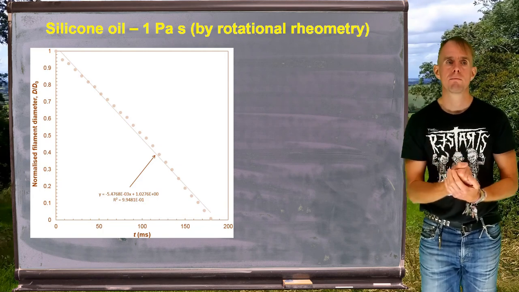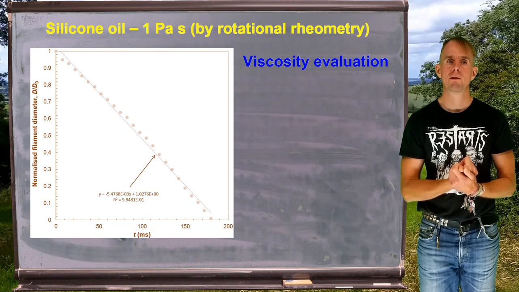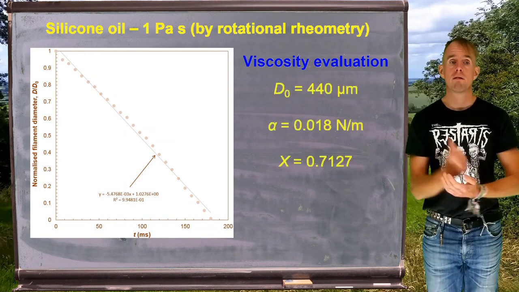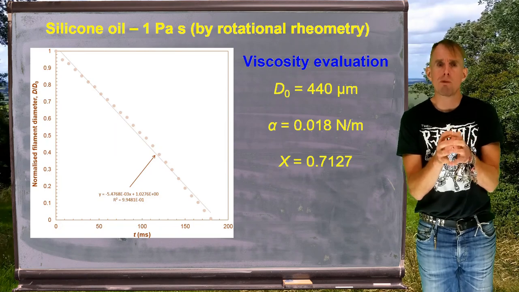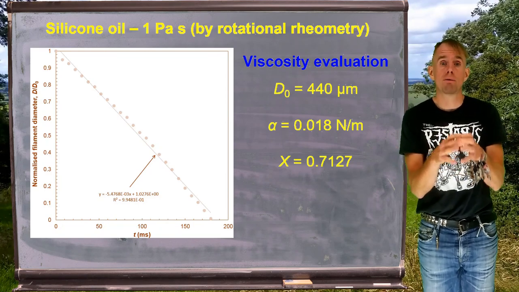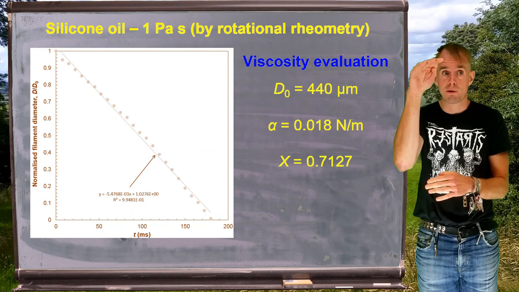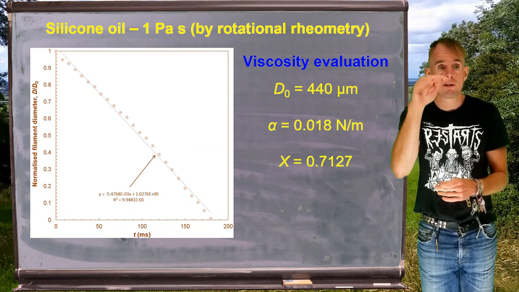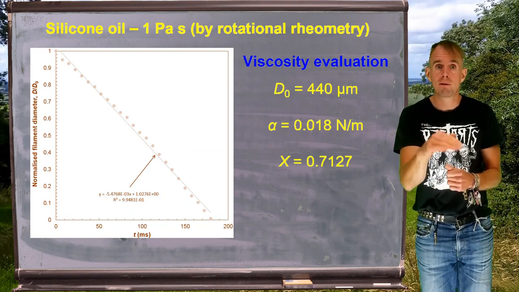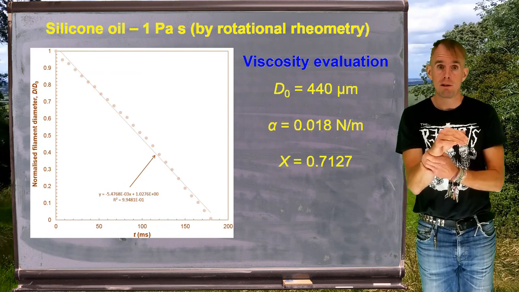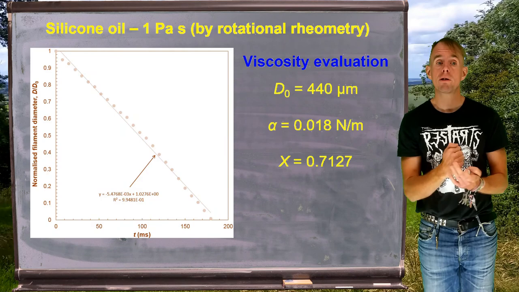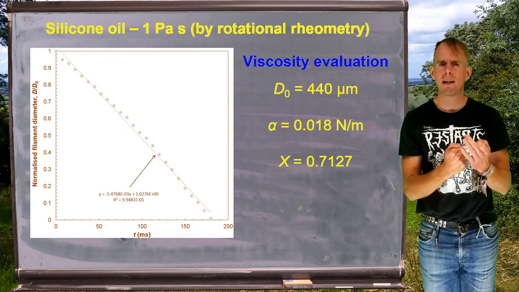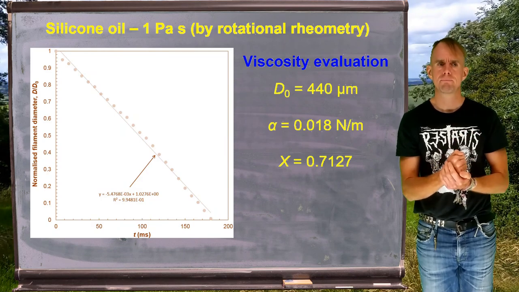So let's introduce some values from the experiment for the viscosity evaluation. D0 in this case was 440 microns. So this gives you a feel for the type of optics that are needed to resolve the filament decay. If we start at 440 microns and we go down to D over D0 of 0.05, you need some very good zoom lenses. Surface tension for silicone oil is very, very low. It's 0.018 newtons per meter, so 18 millinewtons per meter.